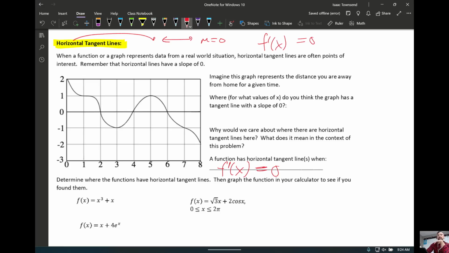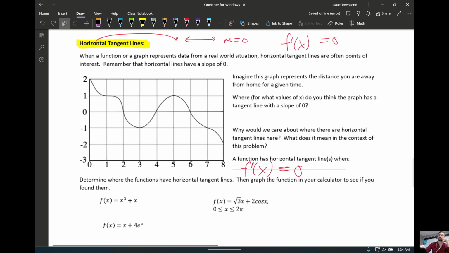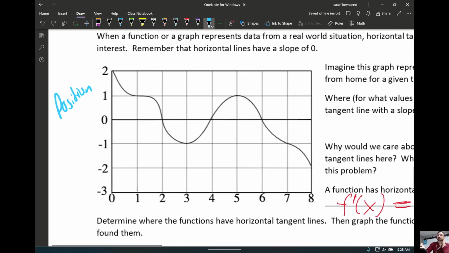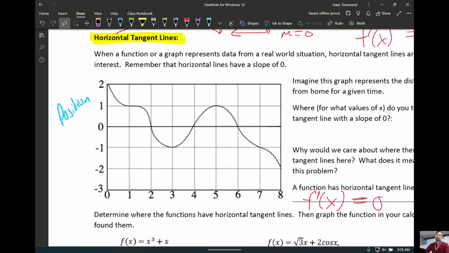But before we actually practice doing that, here's an example problem. Some made-up graph. This graph is supposed to represent the distance you are away from home at a given time. So this is like a distance or position graph. I don't know the units, but it looks like you're pretty far from home. You're getting closer and closer. You're at home. If you're at 0, you move away from home the other direction. But are there any times in here that you would have horizontal tangent lines? Is there any instance in here where the slope is 0?